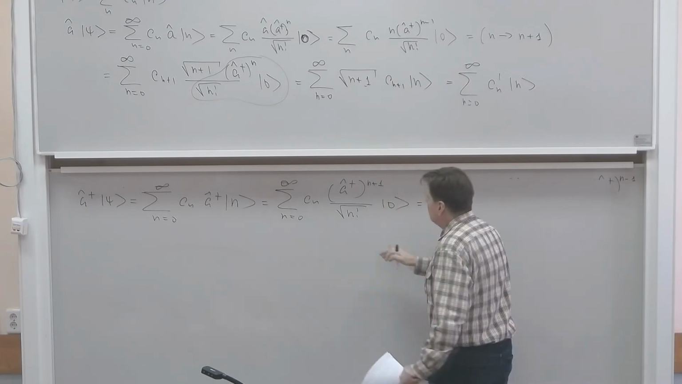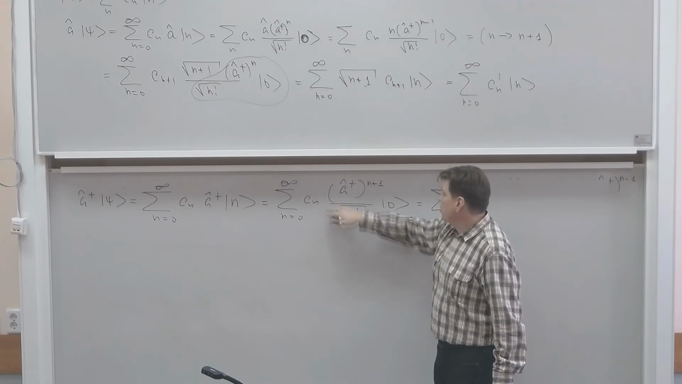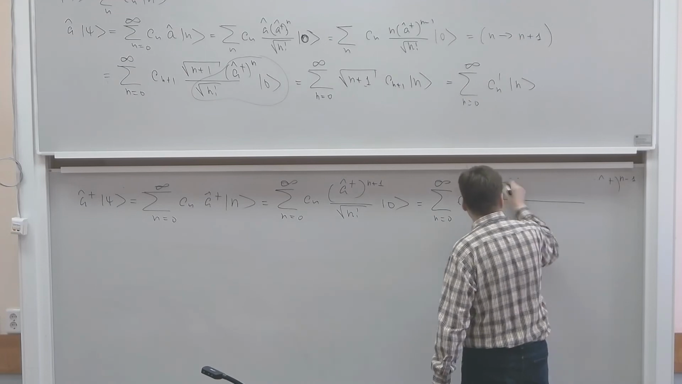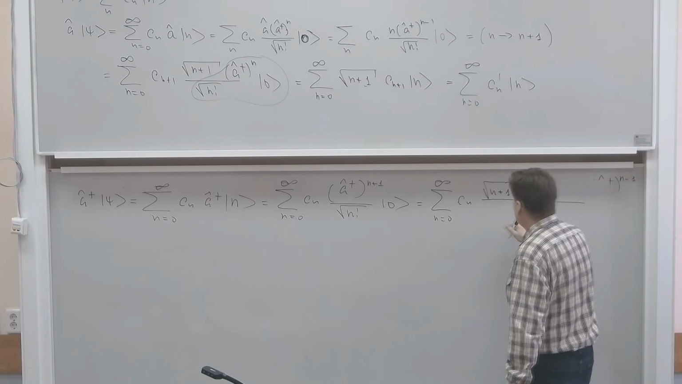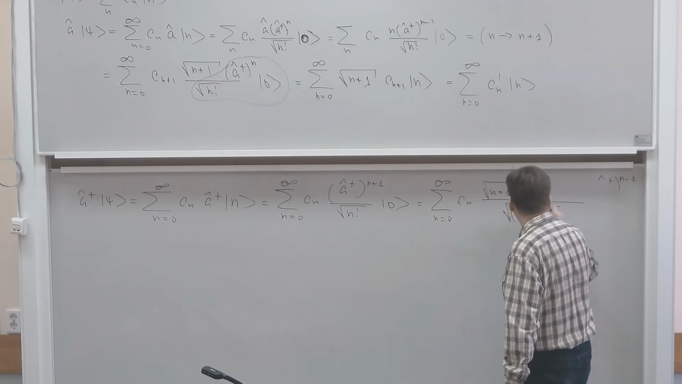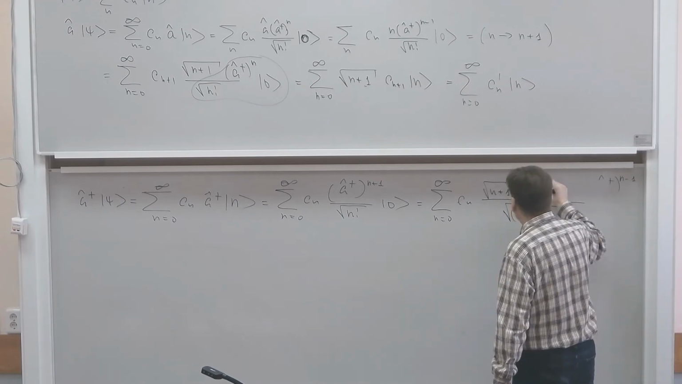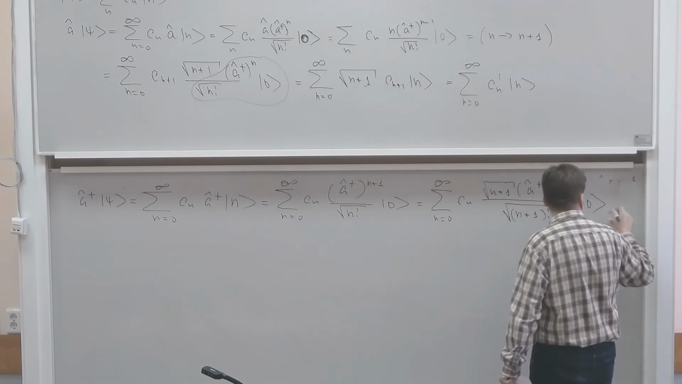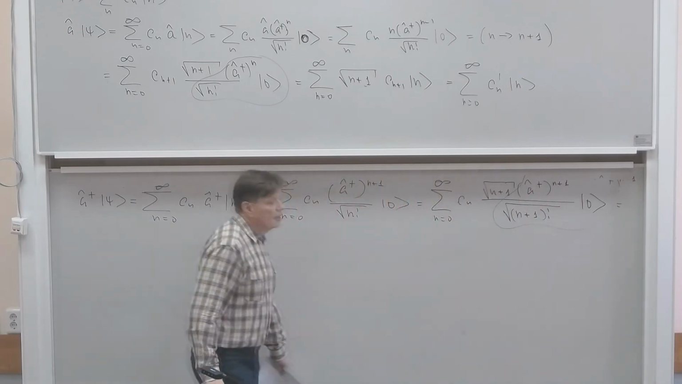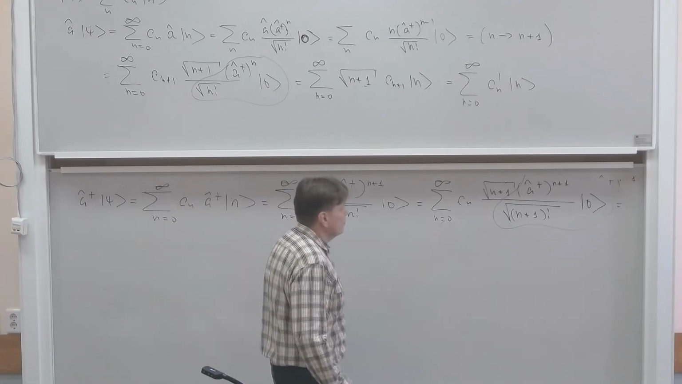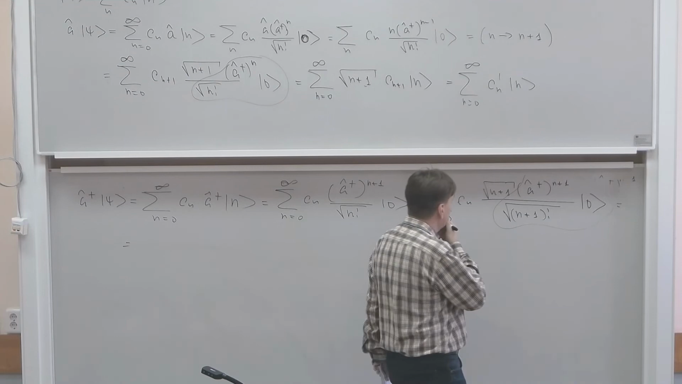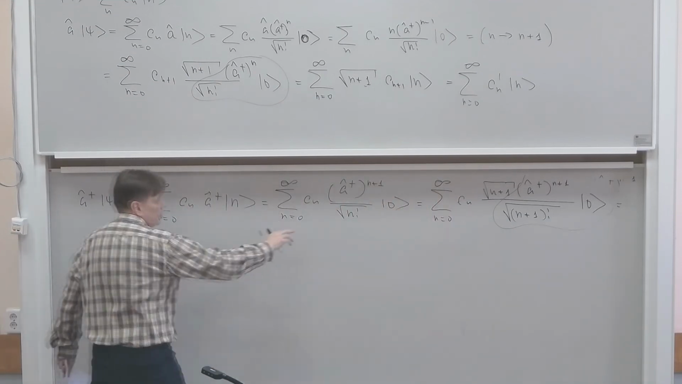Now let me multiply the numerator and denominator of this fraction by square root of n plus 1. Square root of n plus 1 in the numerator, and the same factor in the denominator gives me (n+1) factorial. Here I get (A dagger)^(n+1) on the ground state. Again, I see that this combination of operators and factors gives me the n plus 1 basis vector.